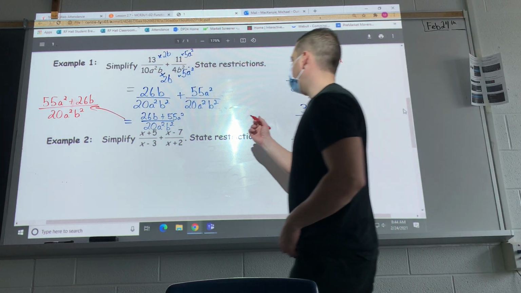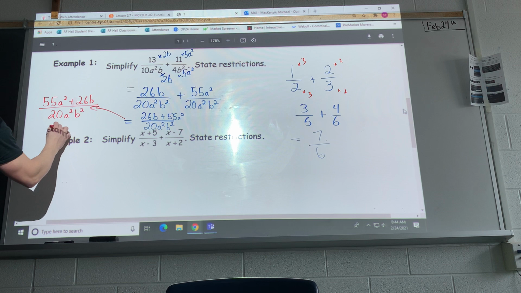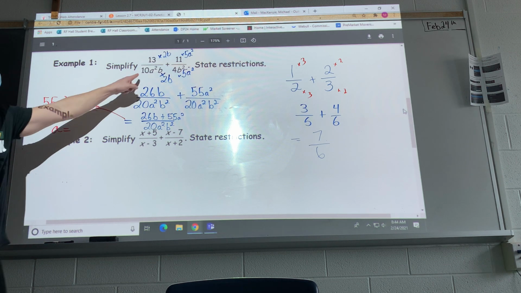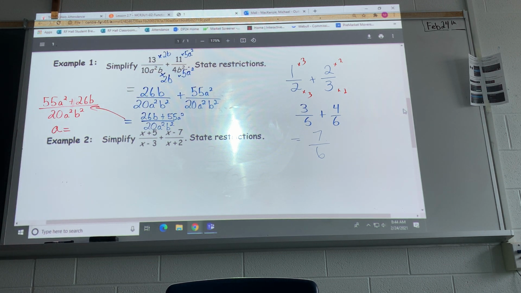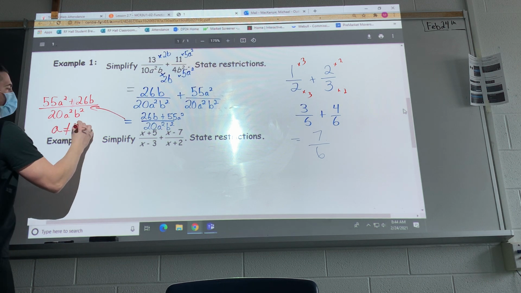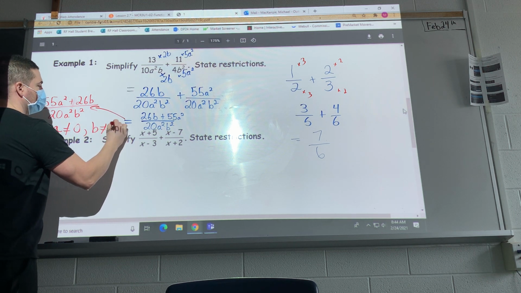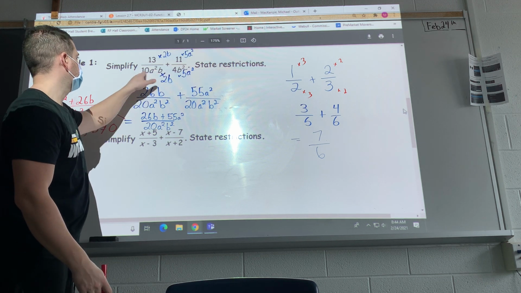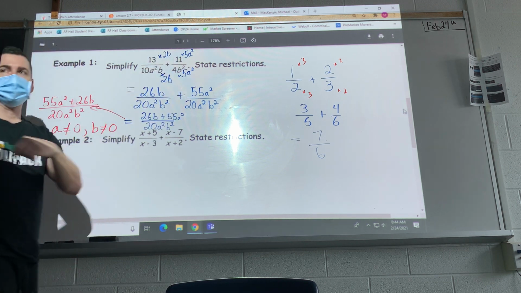Restrictions, okay? What can't A be here? A cannot equal 0, good. And same with the B, B cannot be 0. Because it's all multiplication, if you add a 0 in here, it all becomes 0.